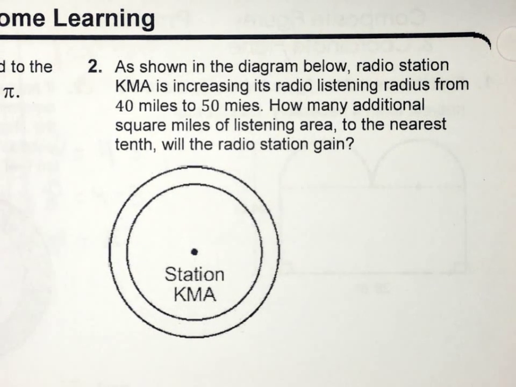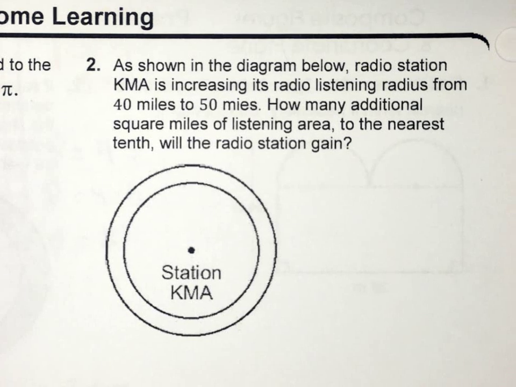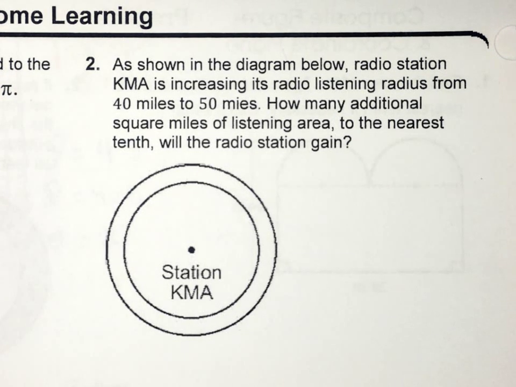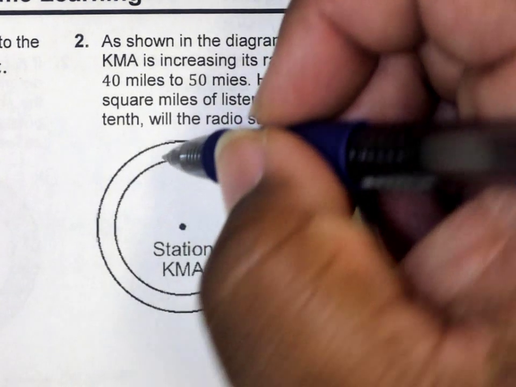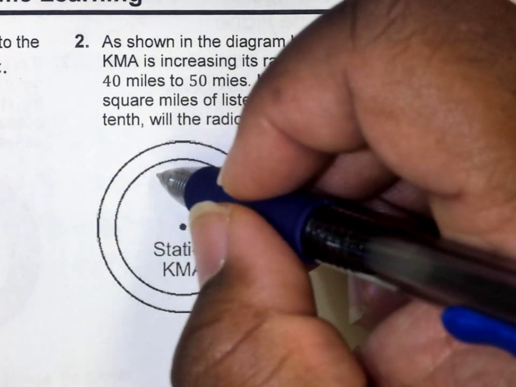As shown in the diagram below, the radio station KMA is increasing the radio listening radius from 40 miles to 50 miles. How many additional square miles of listening area to the nearest tenth will the radio station gain? So, y'all should know how our radio works. Our radio signal shoots out in all directions, a circular direction, creates a radius each way. And they're saying right now they can reach 40 miles out in each direction with their radio signal. They're trying to increase their bandwidth to go out 50 miles.